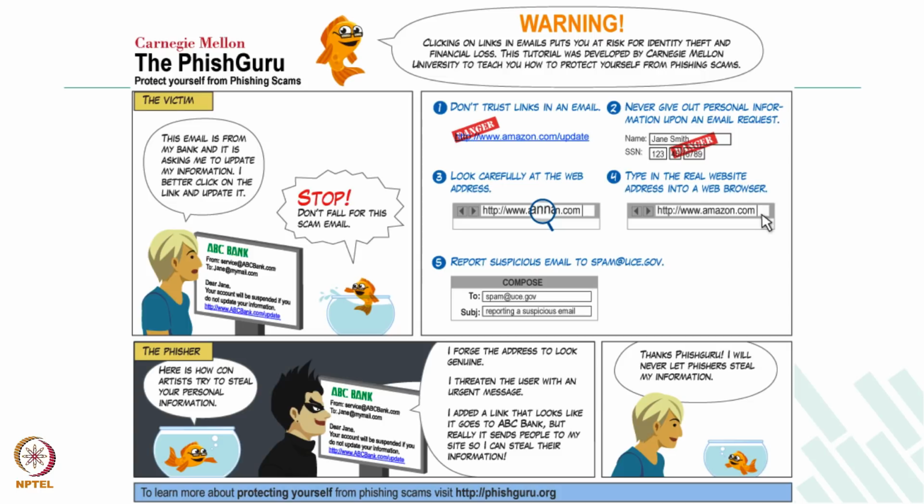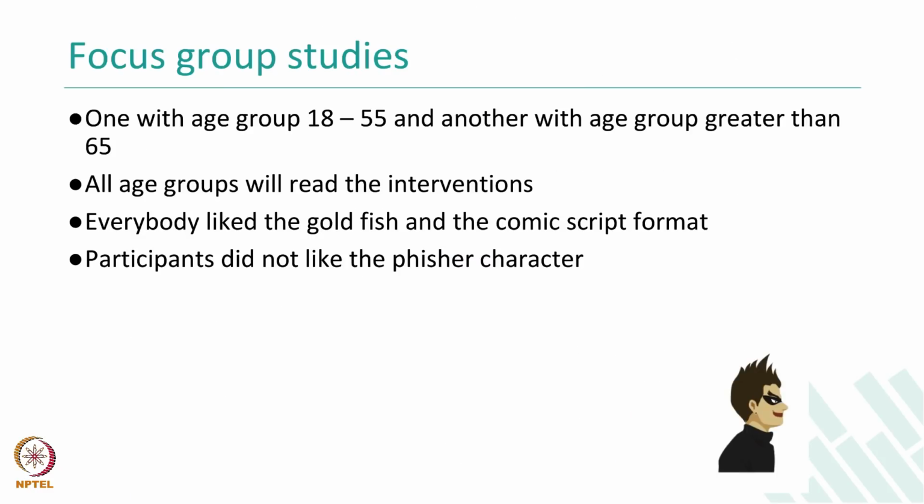From this design, we also did some focus group discussions with different age groups to understand what they think about these designs. Interestingly, one group was between 18 and 55. The other one was more interesting: 65-plus-year-old people were part of the focus group discussion. All age groups will read the interventions, at least they said that they will read. Everybody liked the goldfish and the comic script. Participants did not like the fisher character. Some participants were not very appreciative of the character itself.